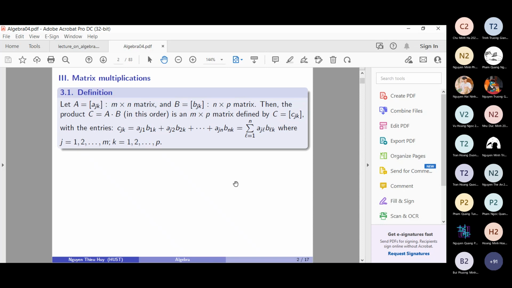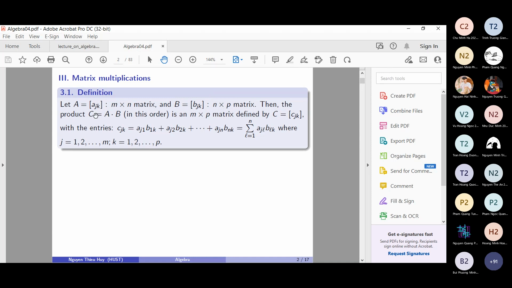Given two matrices A and B, where A is A_jk, which is an m by n matrix, and B is B_jk, an n by p matrix. Paying attention to the sizes, you can see that the number of columns of A is the same as the number of rows of B, right? And now you can see why we have to require that later.